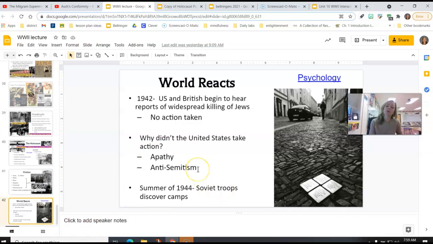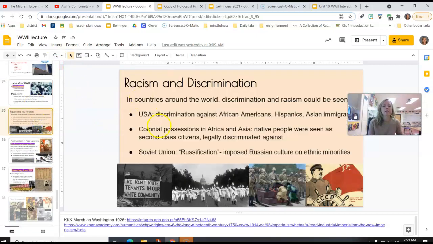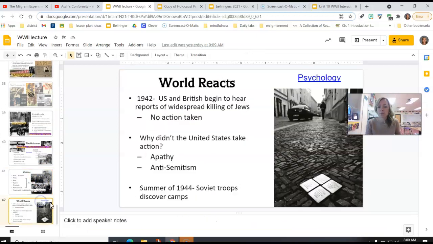Another issue was the United States had a great deal of anti-Semitism. If you remember up here, I told you, it's not like discrimination and racism wasn't alive and well in the United States. The KKK, this is their march in Washington in the 1920s. And so not only do they hate ethnic minorities, but they hate Jews. And so people in the United States, many of them had anti-Jewish feelings. And so therefore, even if they had known about it, they may not have done something about it.